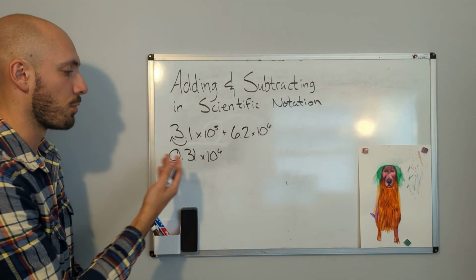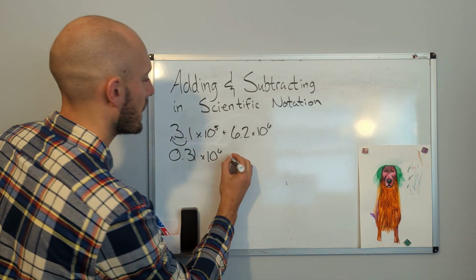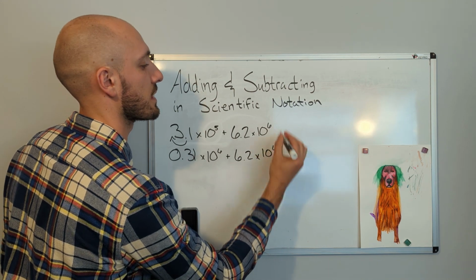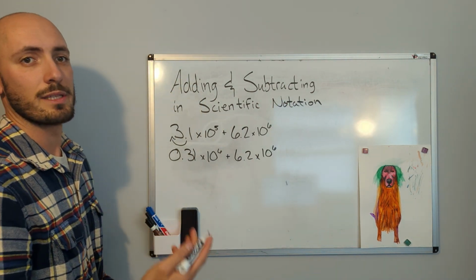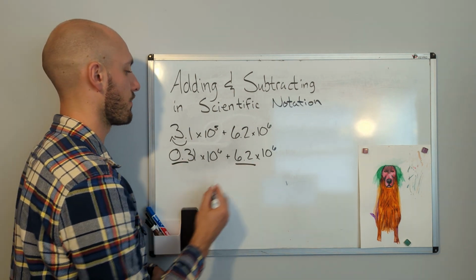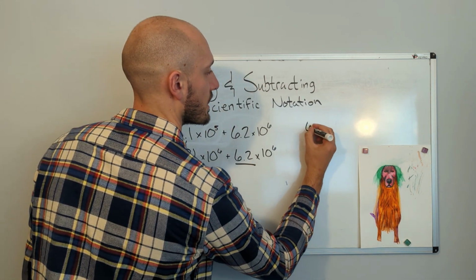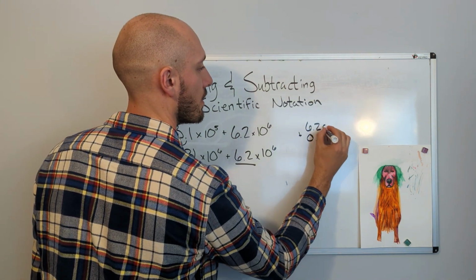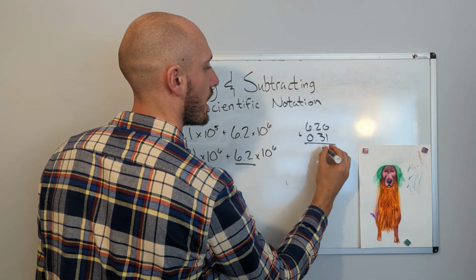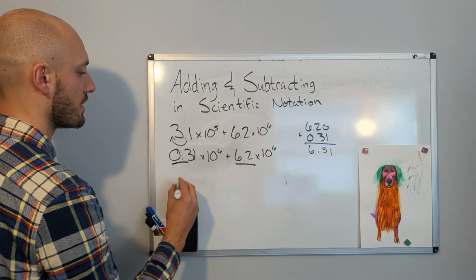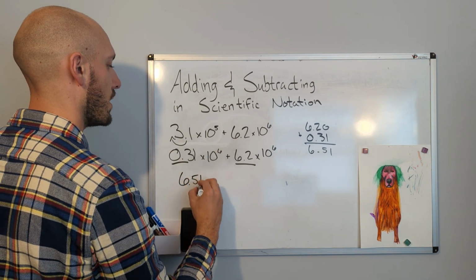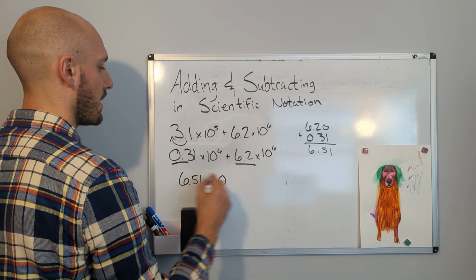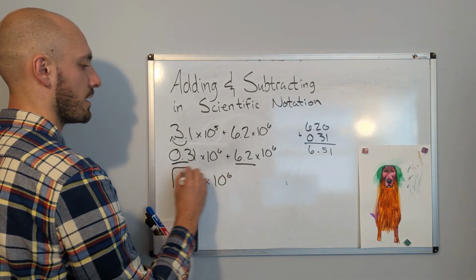And then when I do that, I can raise my exponent by 1 to be 10 to the 6th. And so now I have 0.31 times 10 to the 6th plus 6.2 times 10 to the 6th. From here, all I need to do is add my two coefficients together. So I'll do that over here. 6.2 plus 0.31. Get 1, 5, and 6. So our new coefficient is 6.51, and we keep our 10 to the 6th. So the answer to this problem is 6.51 times 10 to the 6th.